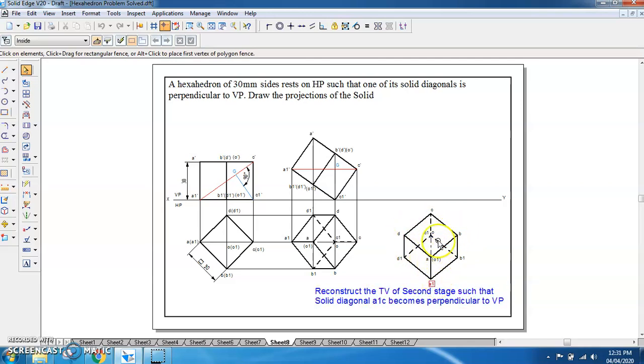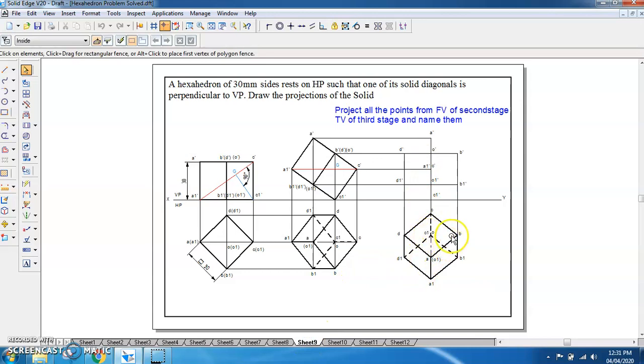So here A1C is perpendicular to VP now. A1C is one of the solid diagonals and it is perpendicular to VP, and we are supposed to draw the projections at this point. This is the top view we have already drawn. Now we have to get the front view of this. To get the front view, we have to take all the projections from A, B, C, D, O and A1, B1, C1, D1 and O. All the projectors we have taken and we have named them. After naming them, again we have to connect all the points here. Once again I can explain the procedure here.